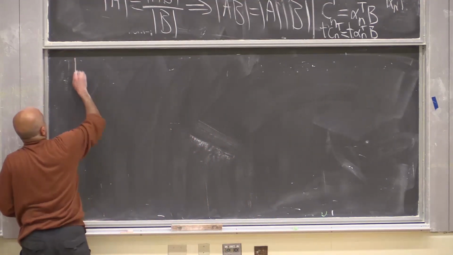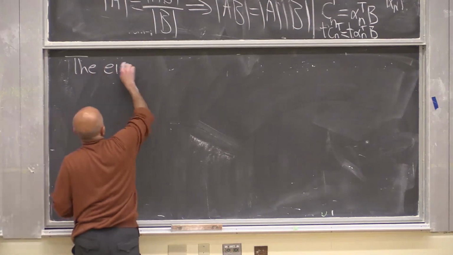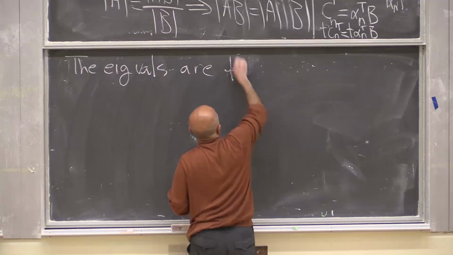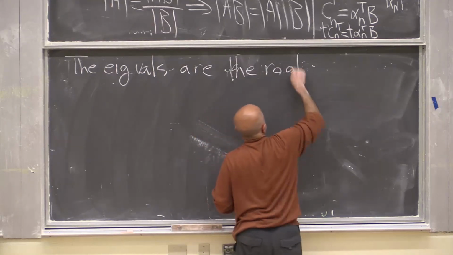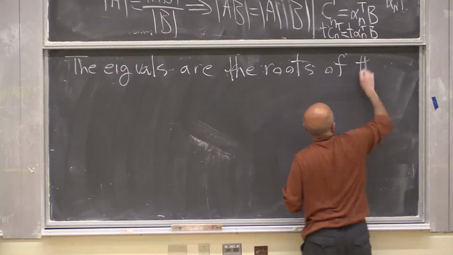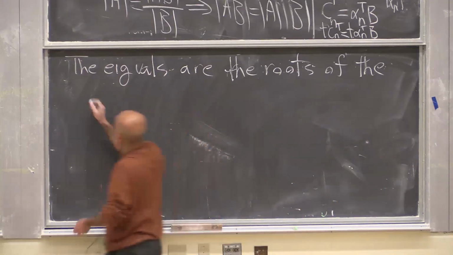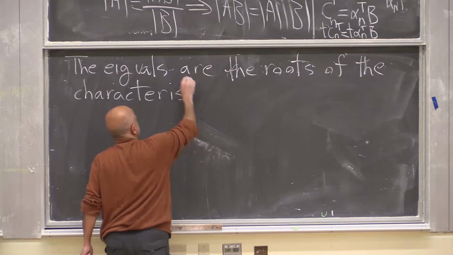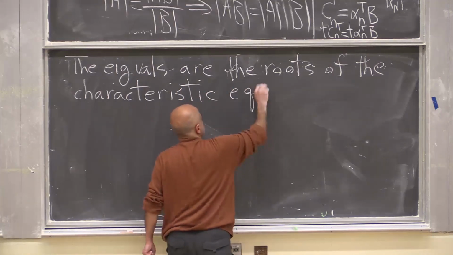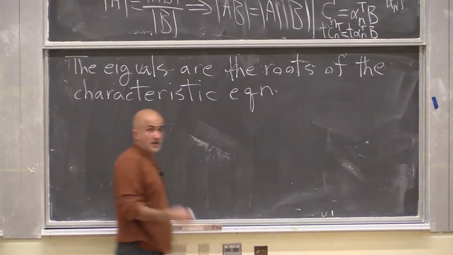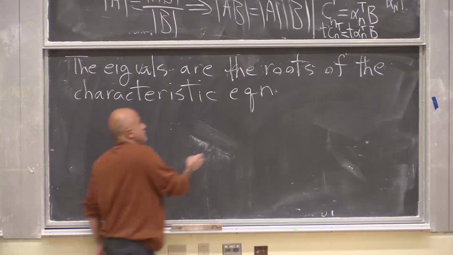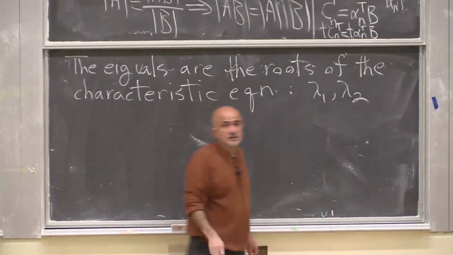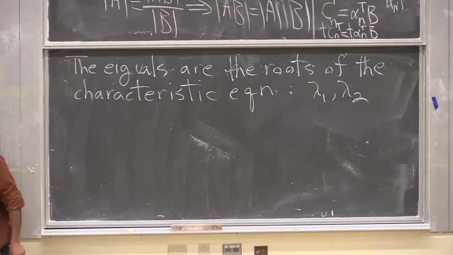So the eigenvalues are the roots of the characteristic equation. I have a quadratic polynomial, so I have 2 roots, lambda 1, lambda 2, in this case.